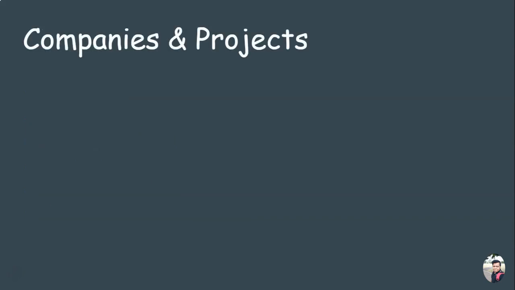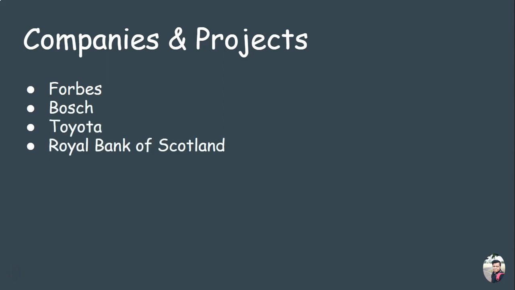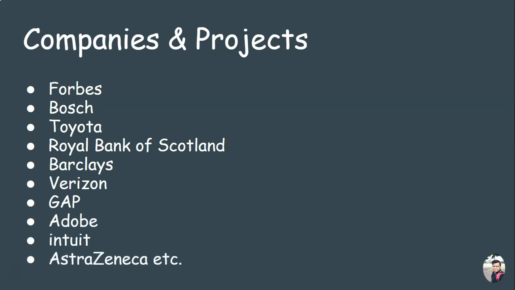So let us see some projects and companies and how they are using MongoDB. So there are big names like Forbes, Bosch, Toyota, Royal Bank of Scotland, Barclays, Verizon, Gap, Adobe, Intuit, AstraZeneca, etc. There are many more who are using MongoDB. Out of those, let us see one or two, like Bosch, how they are using this. Bosch Software Innovation spearheads all IoT activities inside the Bosch group and helps the internal customers to be successful. The Bosch IoT Suite and integrated MongoDB database makes this possible.